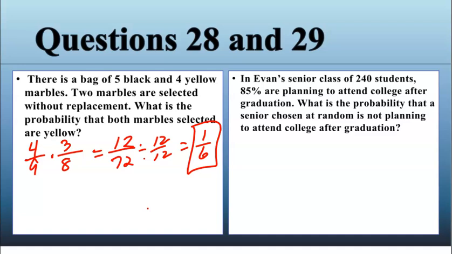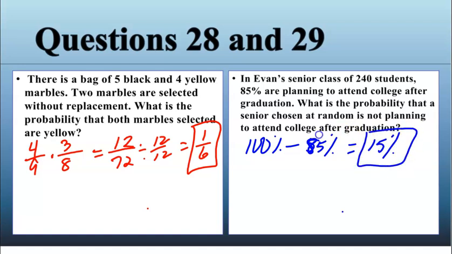Question 29. If Evan's senior class of 240 students, 85% are planning to attend college after graduation, what is the probability that a senior chosen at random is not planning to attend college after graduation? Well, if you have 100% of the class and 85% are attending college, that leaves you with 15% that are not attending college.